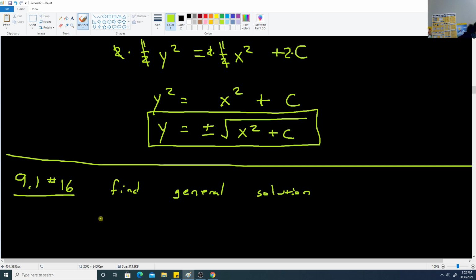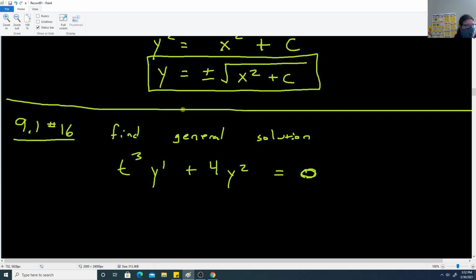So problem 16 gives me t cubed y prime plus 4y squared equals 0. Since the y is squared, this is a nonlinear one. They didn't really ask us that, so it kind of doesn't matter. When you have a y prime like this, for the separation of variable stuff, I think it's easier to rewrite this as dy dt. It's easier to keep track of stuff there.